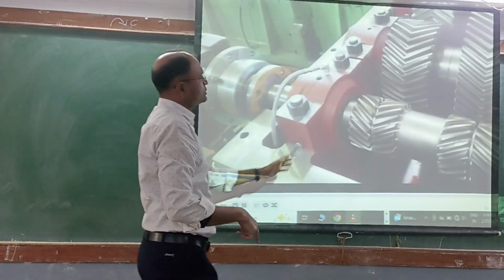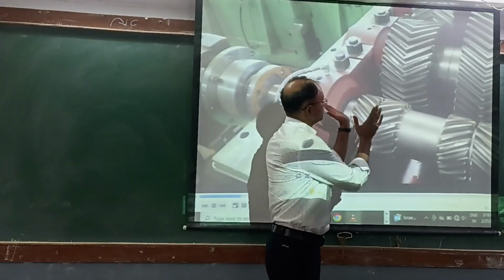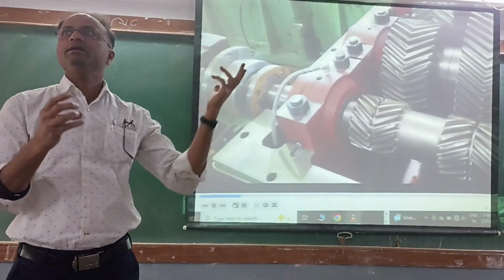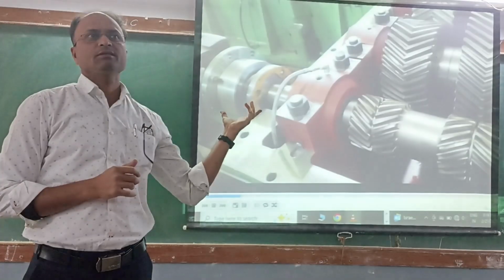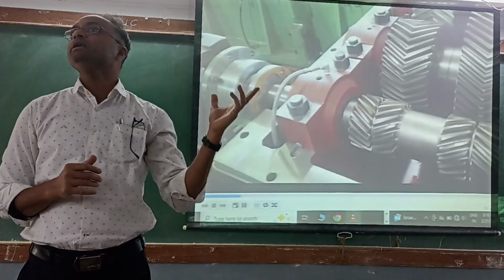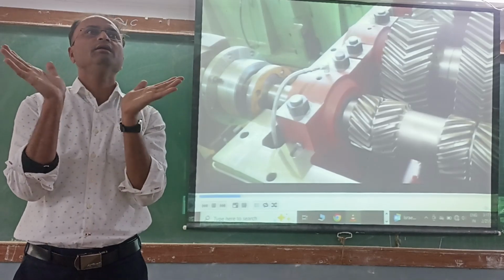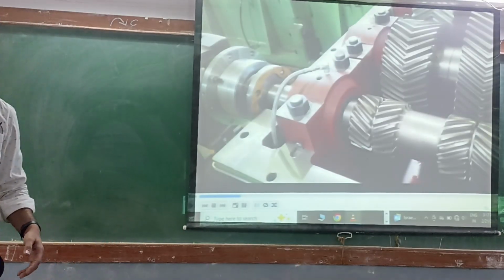Then here you see two gears. Whenever such two helical gears are used as a pair, then they are called herringbone gears. What is the name? Herringbone, or the other name is double helical. They are also called double helical gears. Okay, let us continue with the video.